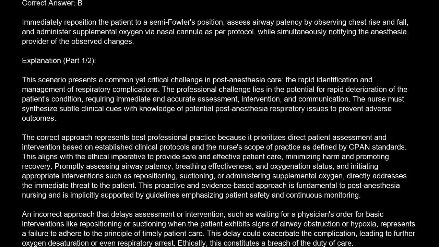This proactive and evidence-based approach is fundamental to post-anesthesia nursing and is implicitly supported by guidelines emphasizing patient safety and continuous monitoring. An incorrect approach that delays assessment or intervention, such as waiting for a physician's order for basic interventions like repositioning or suctioning when the patient exhibits signs of airway obstruction or hypoxia, represents a failure to adhere to the principle of timely patient care. This delay could exacerbate the complication, leading to further oxygen desaturation or even respiratory arrest. Ethically, this constitutes a breach of the duty of care.